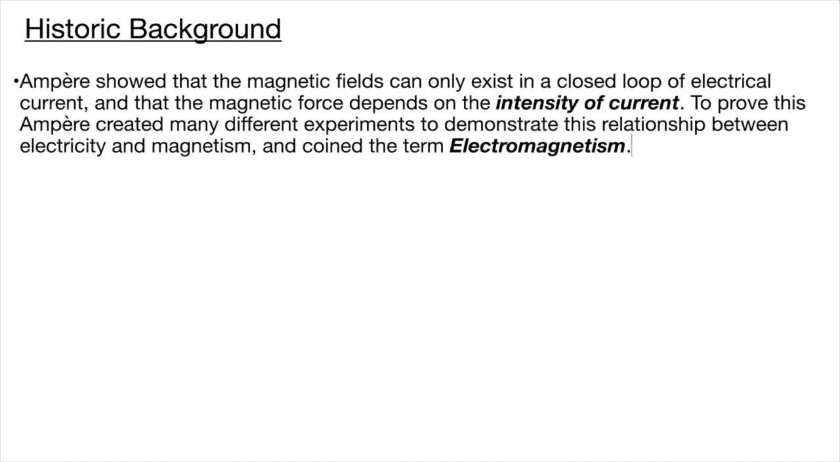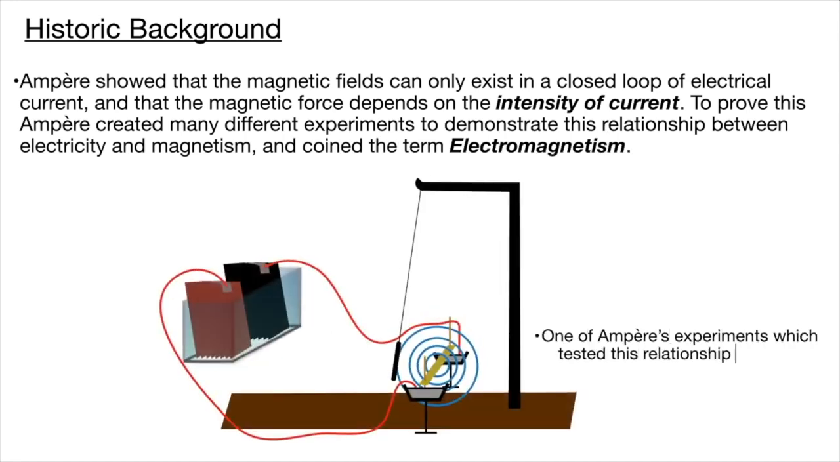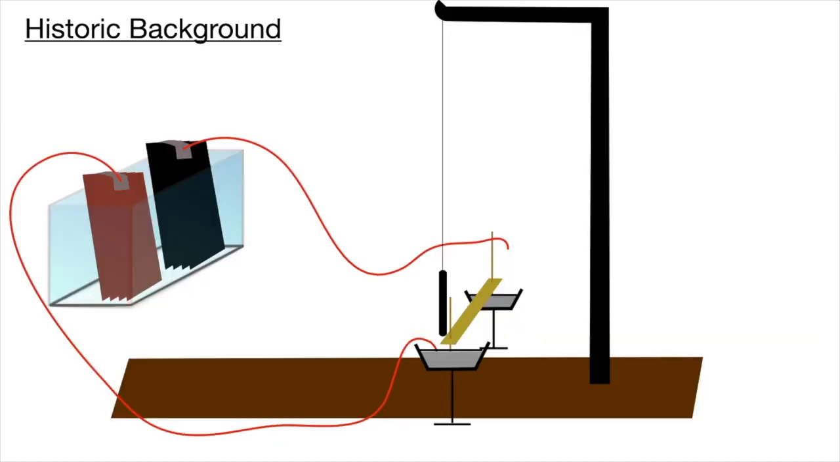Ampère showed that the magnetic field can only exist in a closed loop of electrical current, and that the magnetic force depends on the intensity of current. To prove this, Ampère created many different experiments to demonstrate this relationship between electricity and magnetism, and coined the term electromagnetism. One example of Ampère's experiment is shown here.